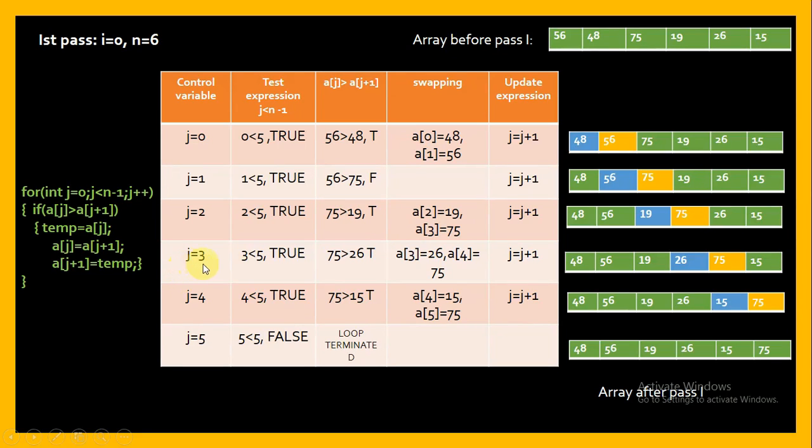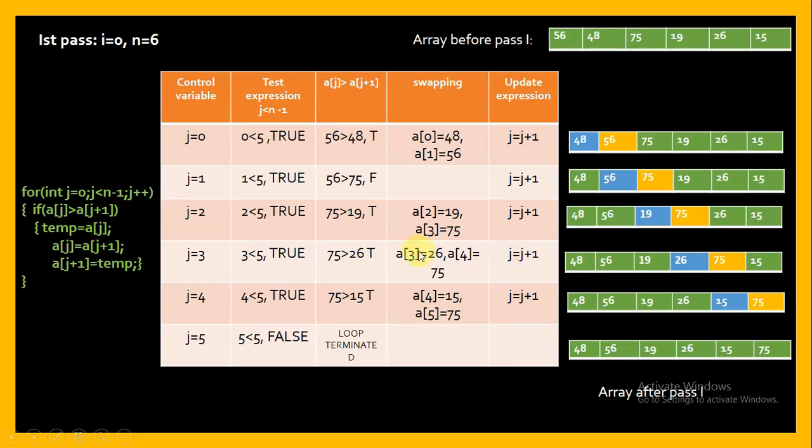So again j will be incremented, j will become 3, and 3 is less than 5. Again we will compare a[3] greater than a[4]. So you can see a[3] is 75 and a[4] is 26. So the condition is true. So again the change will take place. a[3] will contain 26 and a[4] will contain 75. You can see the swapping has taken place.